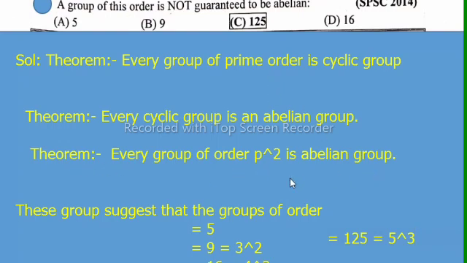Next, option C, equal to 125. 125 is the cube of 5, so 5 cube is equal to 125, so a group of order 125 is not guaranteed to be abelian. Option C is correct, which is the required solution.